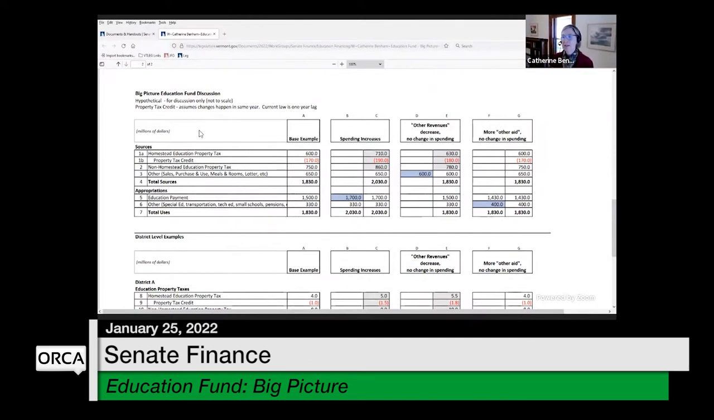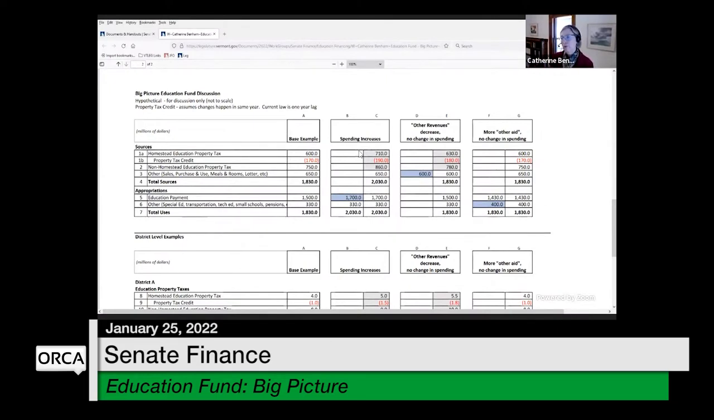In this basic example, we've got $600 million coming from the homestead property tax, $170 million in the property tax credit, $750 million in the non-homestead property tax. And then I lumped all of the other revenues in one line, which includes sales, purchase and use, meals, rooms, lottery. You have all of those other lines in one lump sum for a total of sources of 1.8 billion, with a B. On the appropriations, there's the education payment and then the other. The other is special ed, transportation, tech ed, pensions. It's just everything else. And again, that equals 1.8 billion. I would remind you that this is a hypothetical because never in a real year does the revenue exactly equal the spending. But this is the concept of how things balance out.